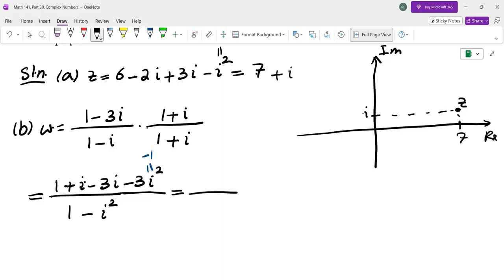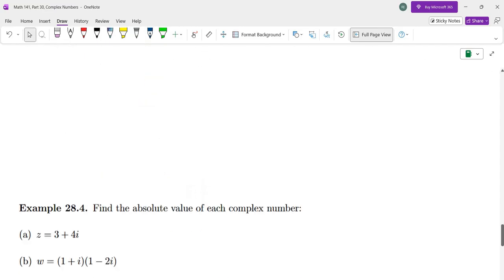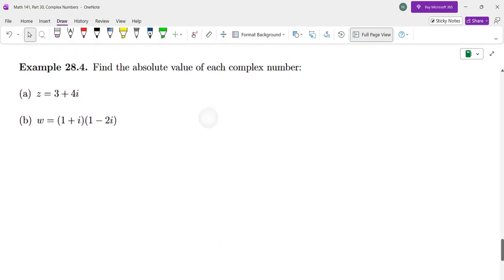-3 times -1 is 3, plus 1, that's 4. And then minus 2i, divided by 1 plus 1. So this would be 2 minus i. So we have minus i, which is here, and then we have 2, which is here. So this gives us the point w. Let's look at one more example.